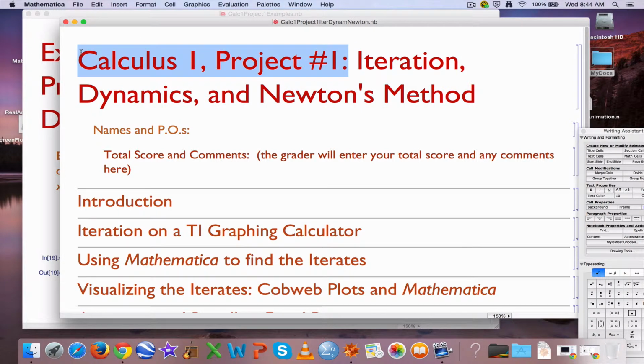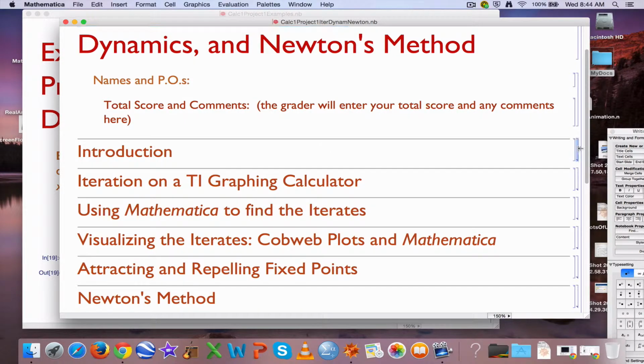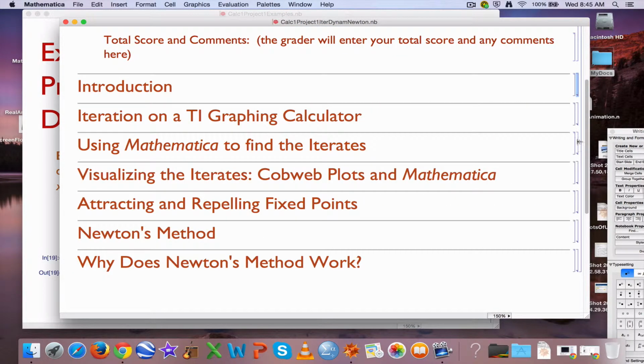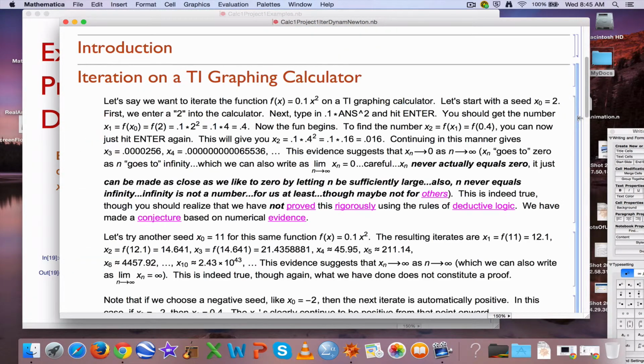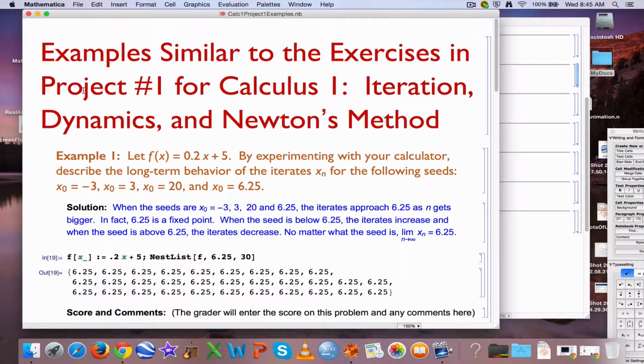benefit from it. You will want to watch the first couple videos though, where I do go through, especially these first couple sections here, the introduction and how to iterate on a TI graphing calculator. You should make sure you spend the time in looking at those first two videos, doing some experimentation to confirm what we saw. In this video, I'm going to review what we saw in those first couple videos, in these first three examples, and then I'm going to do something new.